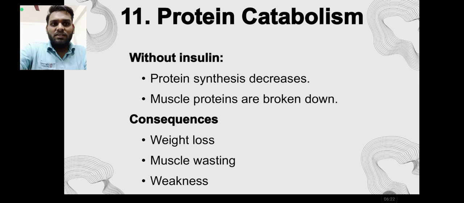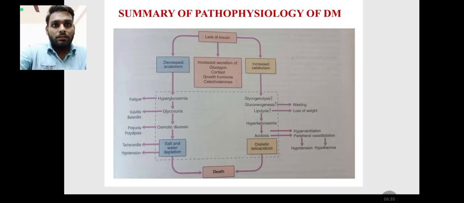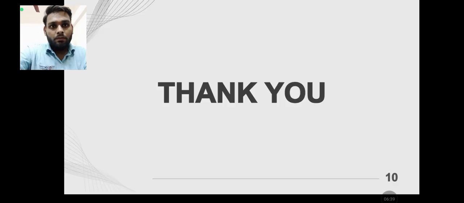Eleven is protein catabolism. Without insulin, protein synthesis decreases and muscle proteins are broken down. The consequences in the patient: weight loss, muscle wasting, and weakness. This is the summary of the pathophysiology of diabetes mellitus. Thank you.